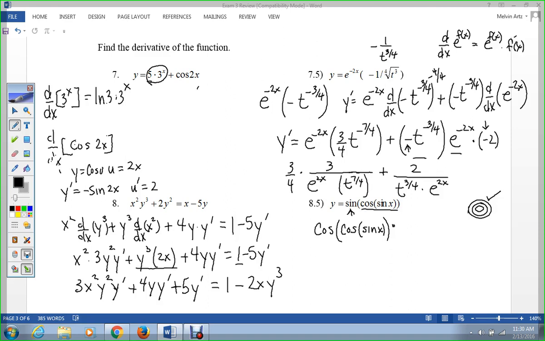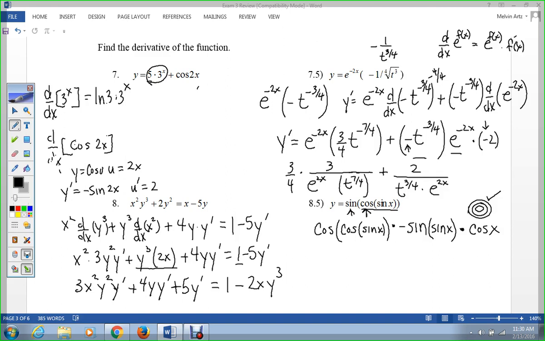Now, once the outside shell is gone, we get to the chocolate. So we move to the next inner function. Now we're going to look at the rate of change of the chocolate. Well, the derivative of cosine is negative sine, but the peanut stays the same. And then finally we look at the rate of change of the very inside function, which would be the derivative of sine of x, which is cosine of x.